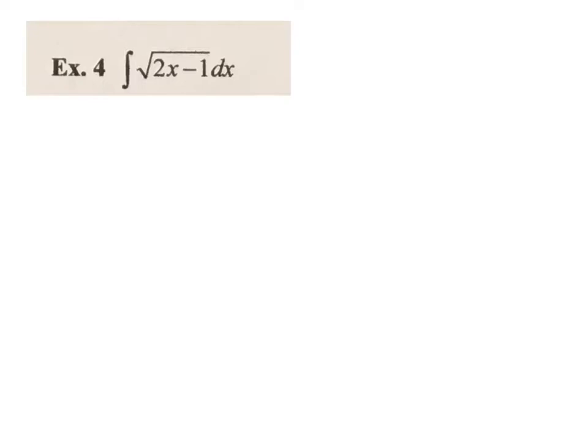In example 4, this time let's let u be our radicand, 2x minus 1, and see what happens. So let's let u be equal to 2x minus 1. Then du would be 2 dx. du dx is 2, but we're solving that for du, so du is 2 dx. All right, so now we're going to replace 2x minus 1 with u. And then we want to replace dx.